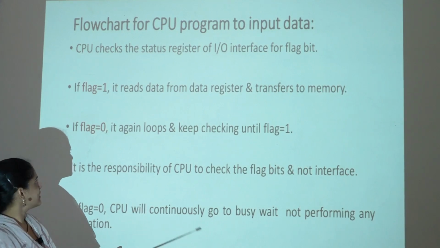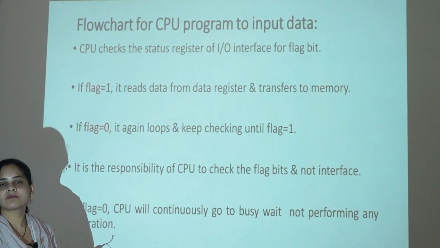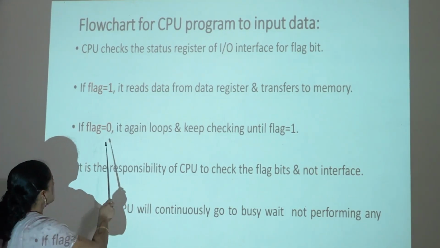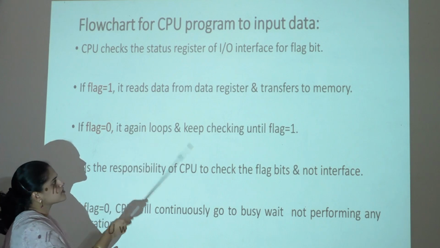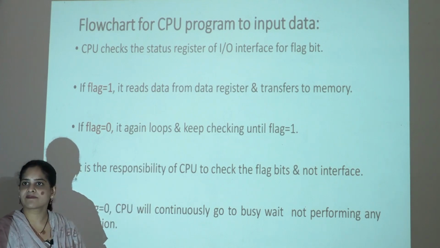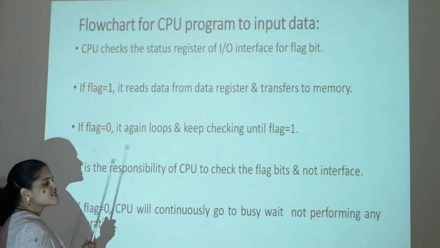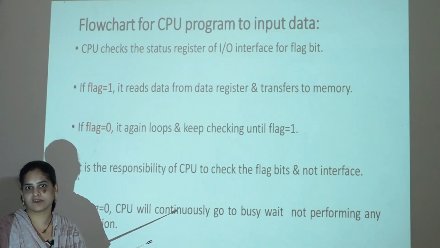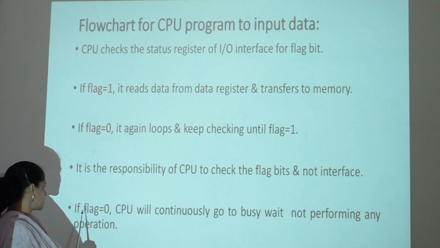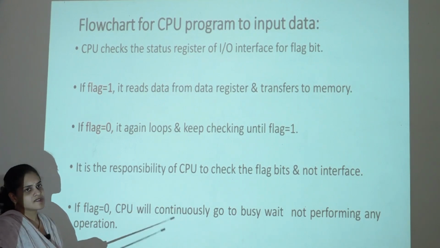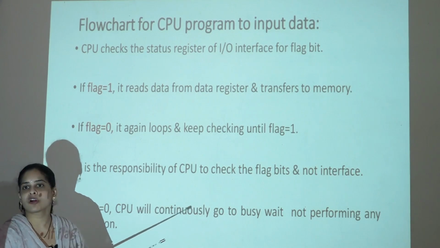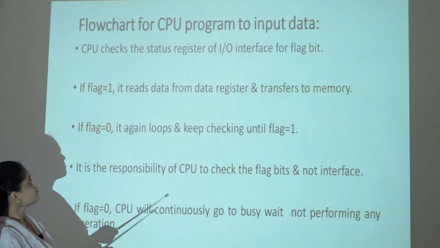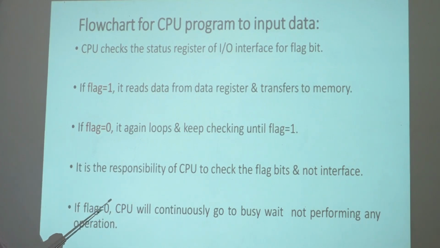So if the flag bit is 1, it reads the data from the data register and transfers the data into the memory unit of a computer. If the flag bit is 0, the CPU again loops and keeps checking continuously until the flag bit is set to 1. So it is the responsibility of the CPU to check the flag bit and not the responsibility of the interface unit. That is the main drawback. The CPU goes continuously busy waiting, not performing any other operation other than checking the flag bits, which is one of the major drawbacks of programmed IO.